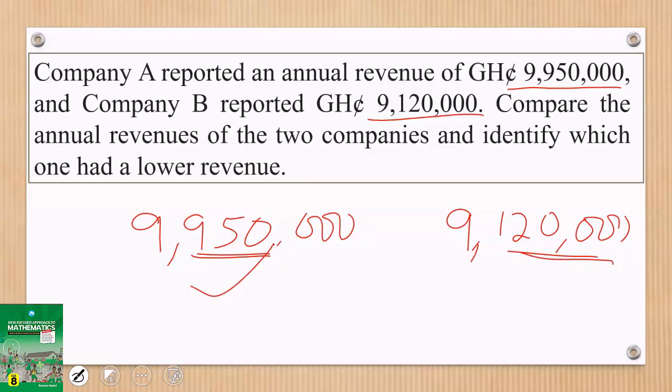So if you are to bring out the lower revenue, then we say the lower revenue is 9,120,000. I'm sure this has really helped you to compare numbers.